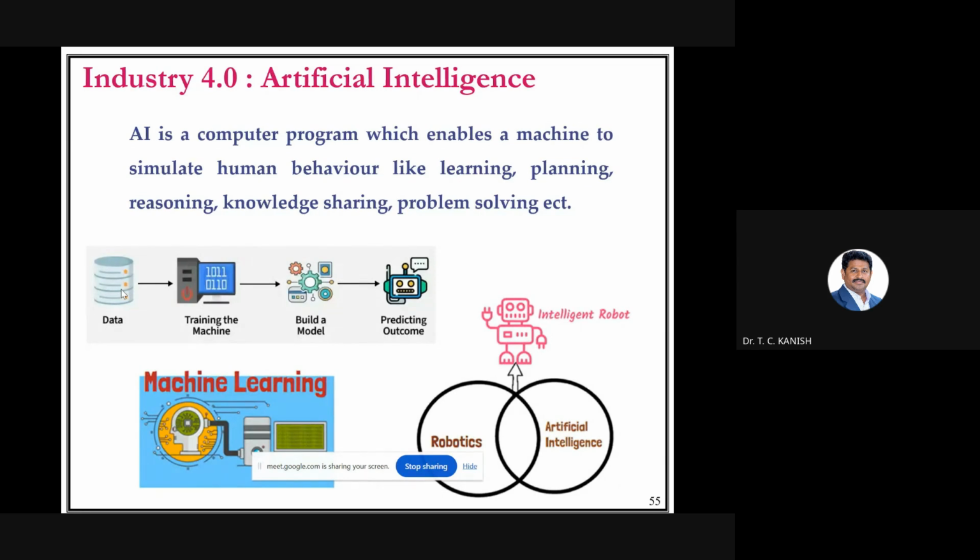If you give machine learning to the robot, then the robot will become intelligent, and whenever a decision is required, it will automatically take a decision. Then it will move further.